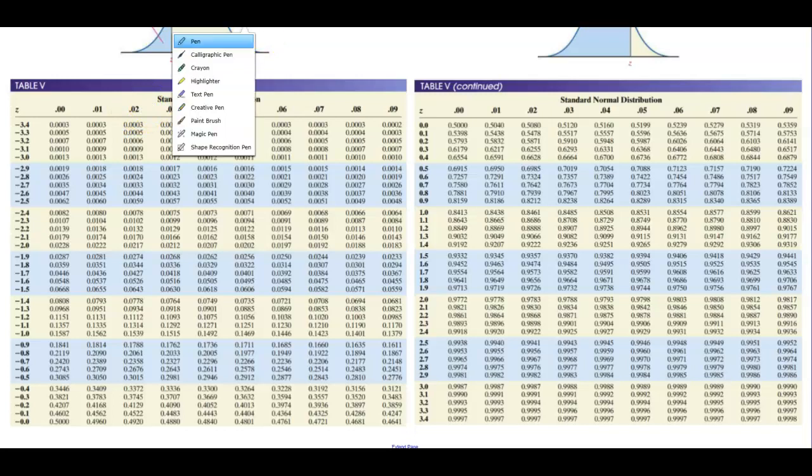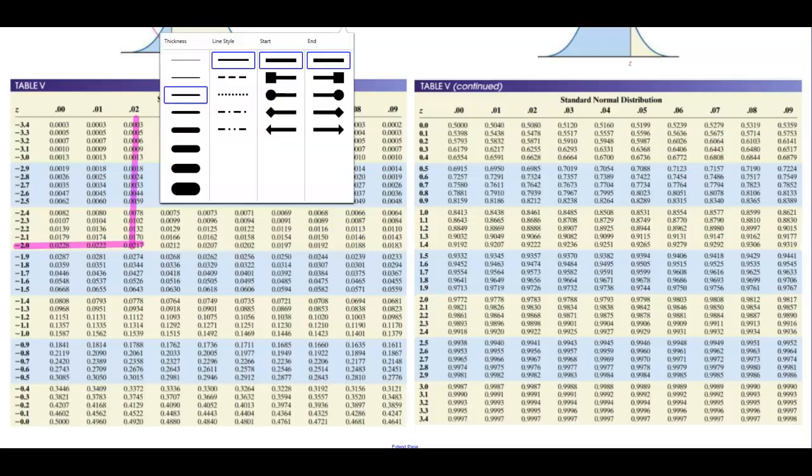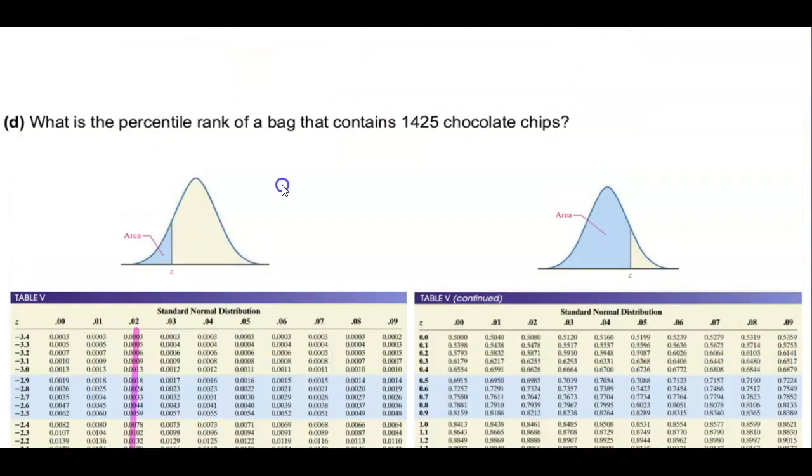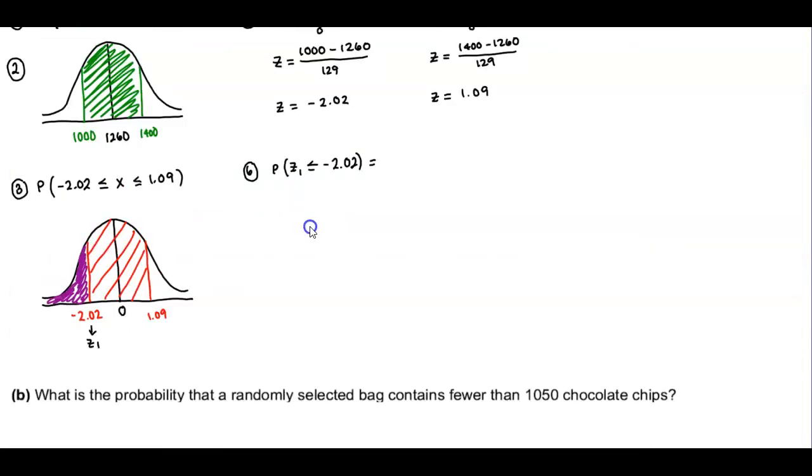If we take a look at this, negative 2.0 all the way to 0.02, and then we come all the way down here, we can see that we get the area to be 0.0217. So that means that the area to the left is going to be 0.0217.